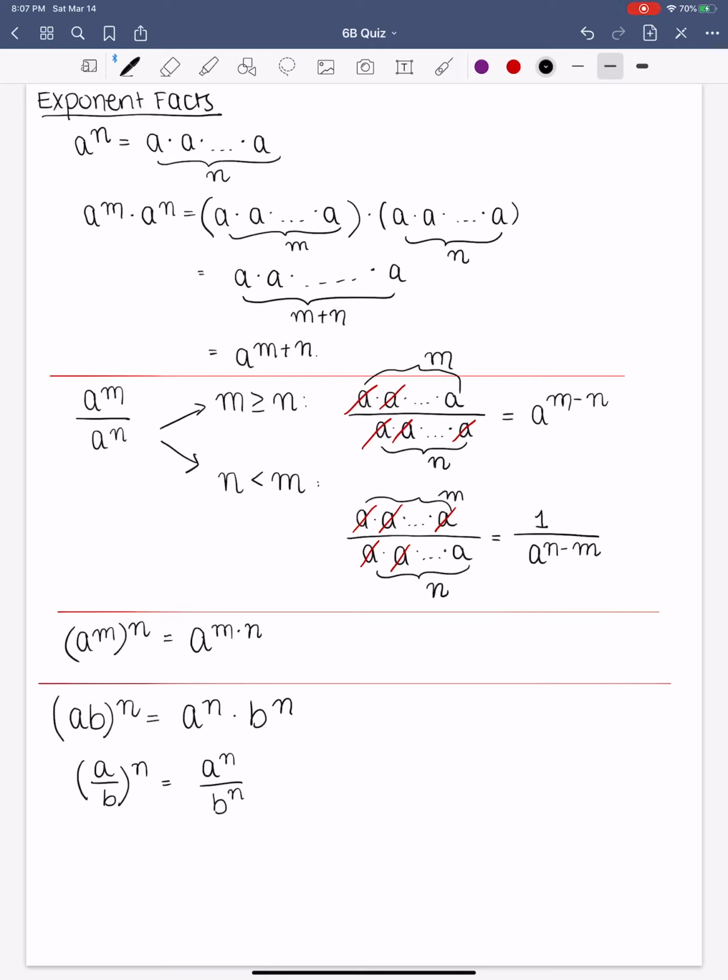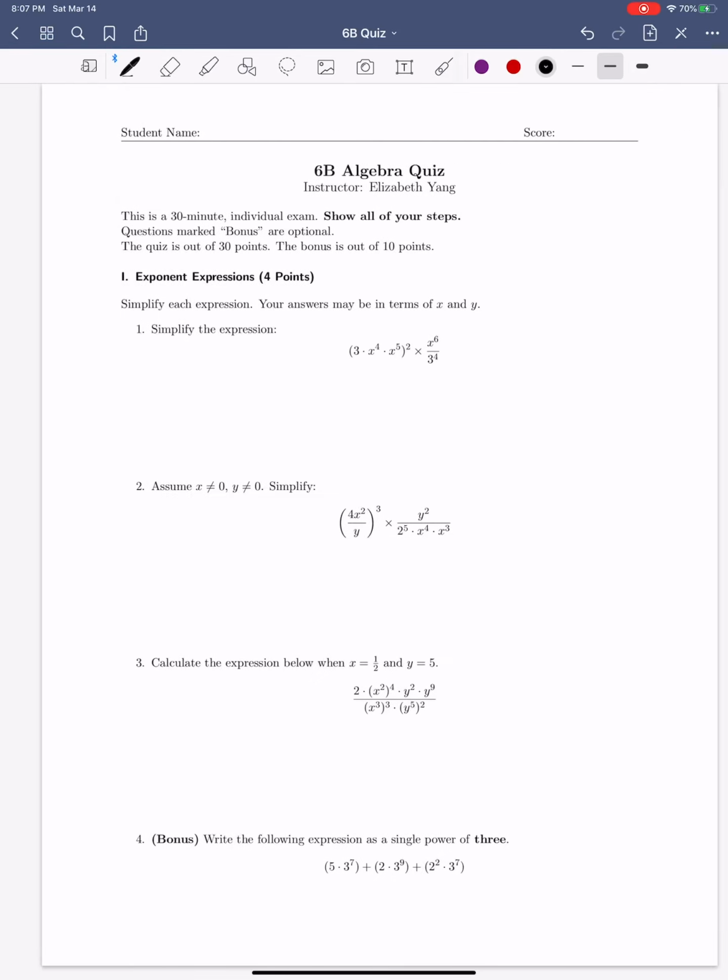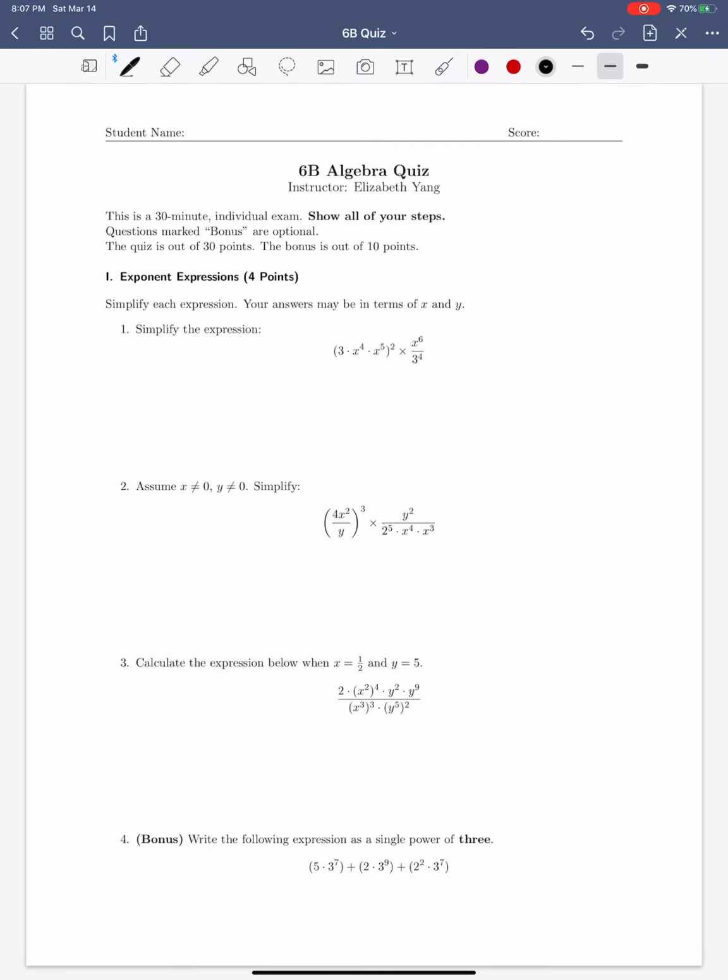Okay, I think with this review, we can now jump into the quiz. Okay, so let's start with page 1. I think page 1 was the most challenging part.